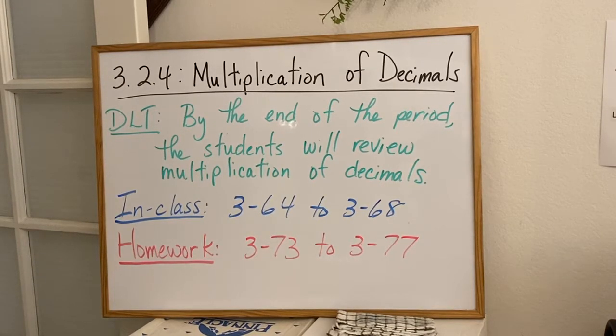Okay, this is the video for lesson 324, multiplication of decimals. The daily learning target is, by the end of the period, the students will review multiplication of decimals. In class, this video will cover 3-64 to 3-68, and the homework tonight is 3-73 to 3-77.